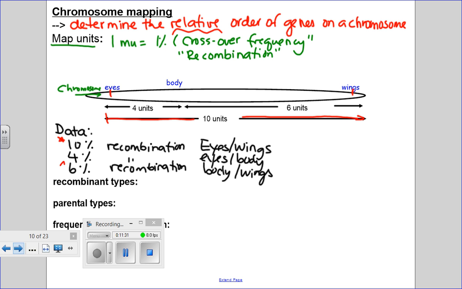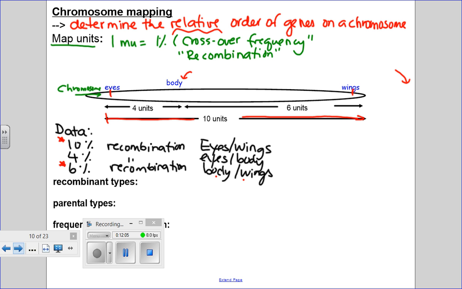My strategy is always to go from big to small, so I would do the next biggest number. The next biggest number is 6%. I know that there's 6% recombination between body and wings. So I actually have two choices, here or way over there. I don't know which one of them is right. So generally, once you've placed the two that have the biggest distance, every time you're going to place another one, you will have two choices. Will it be on the outside or will it be on the inside?